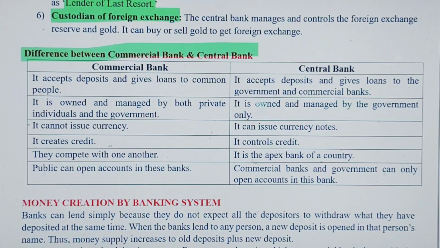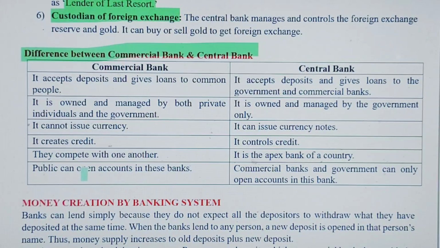Simple one. Commercial banks are generally owned and managed by private individuals or the government, and the central bank is basically owned and managed by the government of a country. Commercial banks cannot issue currency in a country, whereas the central bank has all the power to issue currency notes in a country. Commercial banks create credit, but a central bank controls the credit.